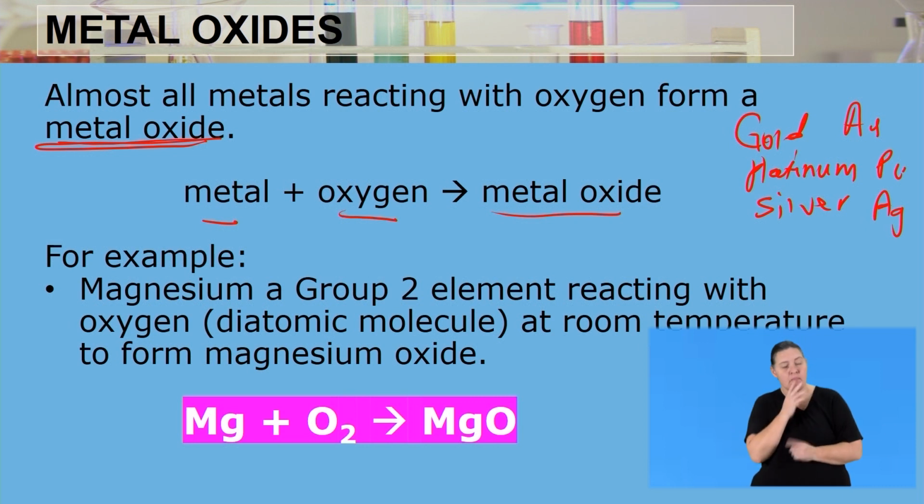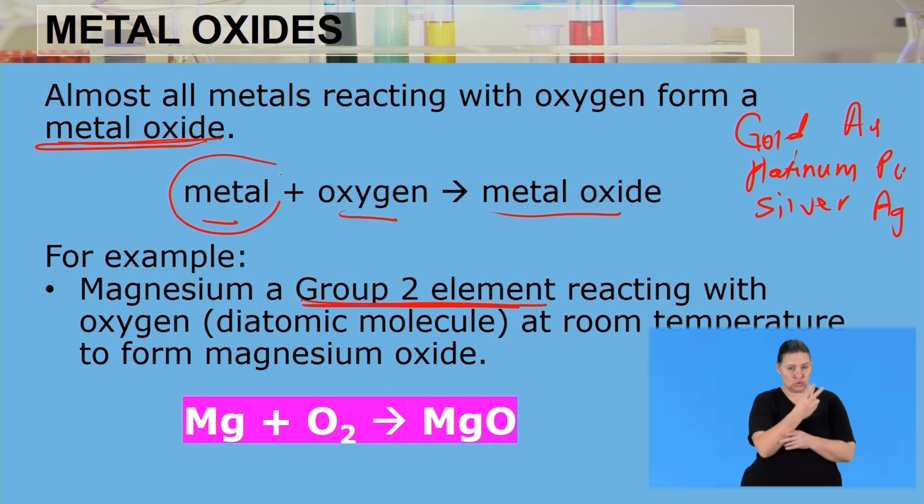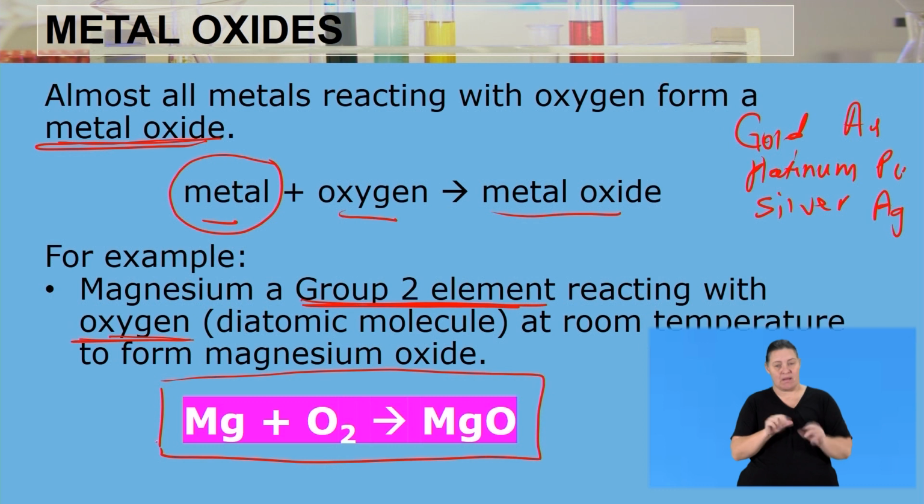So looking at an example that we can have here, magnesium as a group 2 element. Remember, the elements in group 2 are called alkaline earth metals. So magnesium, as a group 2 element, is going to react with oxygen. Remember, oxygen is a diatomic molecule found in group 17 of our periodic table. Now, when these two react together at room temperature to form magnesium oxide, this is the chemical equation which is going to be formed.